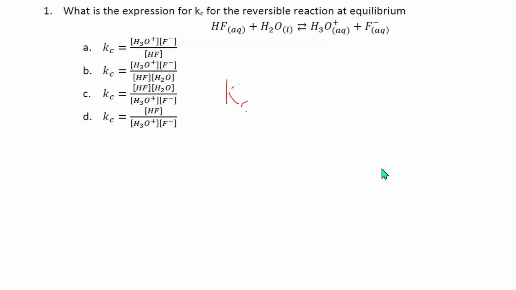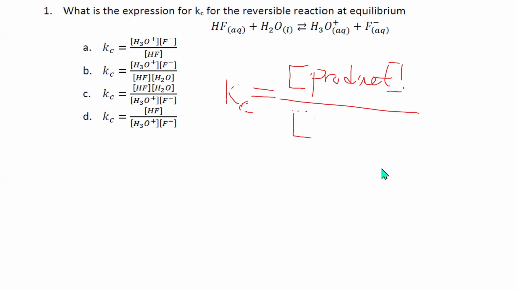Kc is equal to the concentration of product divided by the concentration of reactants. So this bracket is always reflecting concentration. So to measure the Kc, you are going to take the concentration of product divided by the concentration of the reactant. Therefore, in this case, our product is fluoride ion and hydroxonium ion.